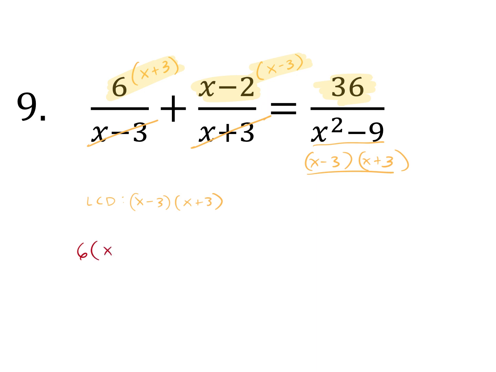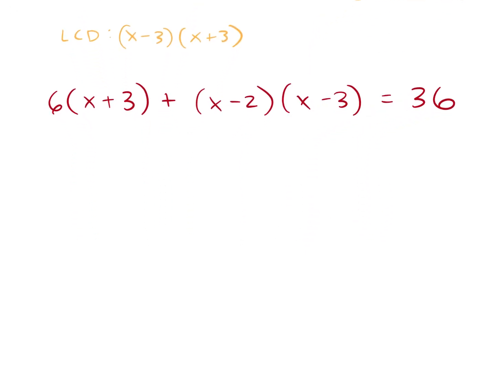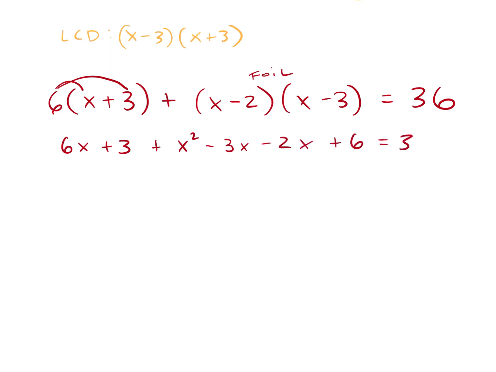So 6 times x plus 3 plus x minus 2 times x minus 3 is equal to 36. What would I do next? I'm going to distribute the 6. I also have to FOIL out the middle. So we have 6x plus 3 plus, when we FOIL here, we get x squared minus 3x minus 2x plus 6 is equal to 36.